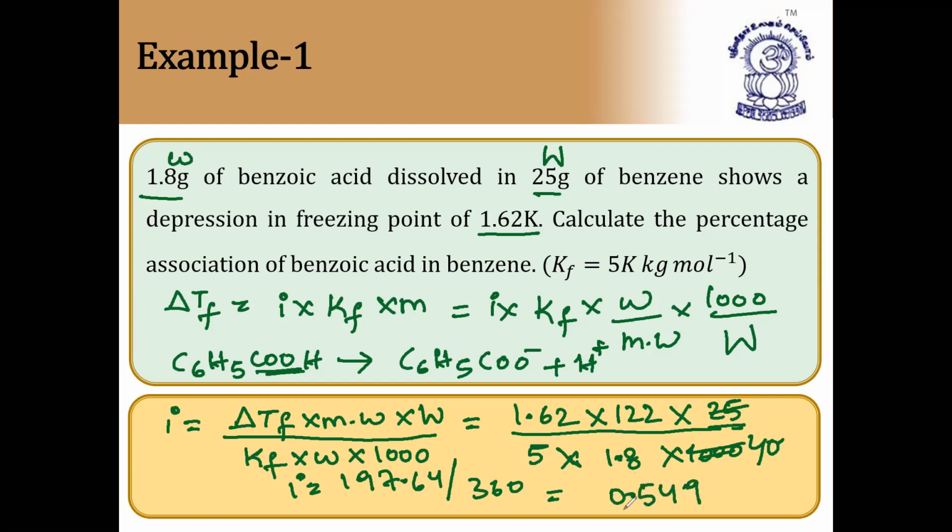So the i value is equal to 0.549. The actual i value should be 2 if it is 100% dissociation. So percentage of dissociation is equal to percentage of association is equal to, next line.